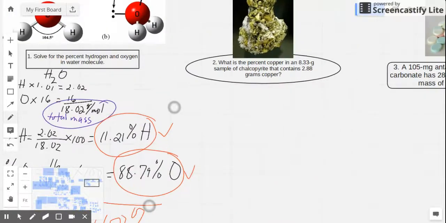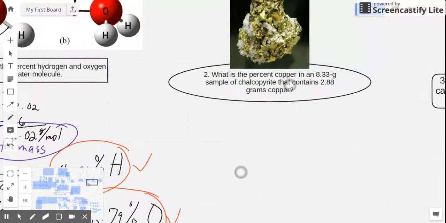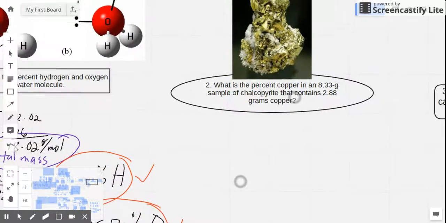Now let's go to the next example. This is about chalcopyrite. It's a mineral that constitutes iron, sulfur, copper, and some other elements. So in this case, what is the percent copper if you have an 8.33 gram sample of chalcopyrite that contains 2.88 grams of copper?